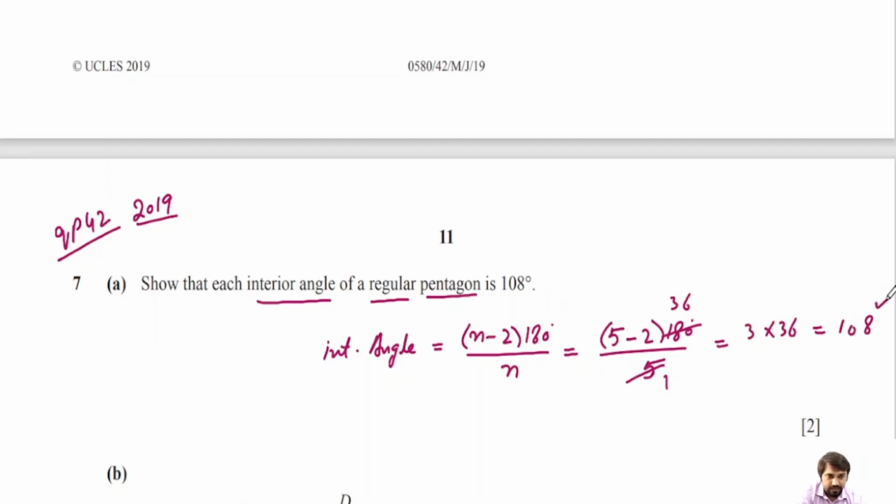So 108 degree. We have the regular pentagon. It means all sides are equal and all angles are equal. And we have just calculated one angle, 108 degree. It means all other angles, that is all other 4 angles, are 108 degree each. So we have just proved it.